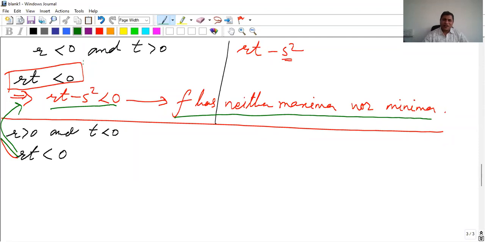So R and T will always have the same sign. R will be positive, at that time T will be positive. R will be negative, at that time T will also be negative. And that's why I have given you in the comment, you have to check R or T. Any one of these two you can choose. Got it? Okay, sir. Thank you, sir. Yes, welcome.